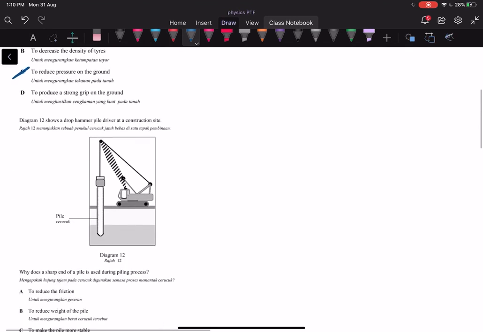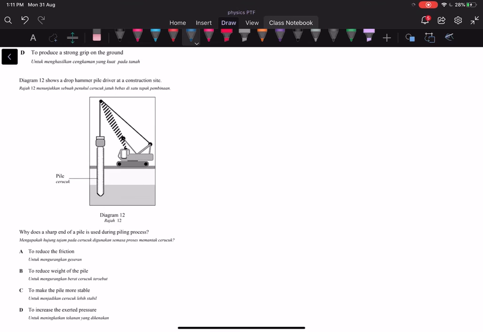Let's move to the next question. Okay, untuk soalan ni pula, mengapa hujung tajam pada cerucuk digunakan semasa proses memantak cerucuk? So why are we having a sharp end pile for the piling process? Remember, sharp means what is going to happen here? Smaller contact area. Due to the smaller contact area, what is going to happen? The pressure will be high. So the best answer is to increase the exerted pressure, untuk meningkatkan tekanan yang dikenakan.